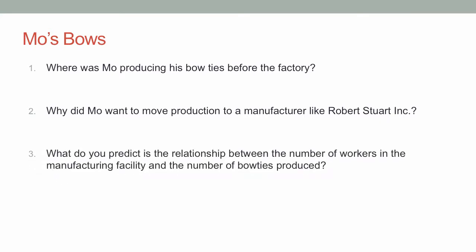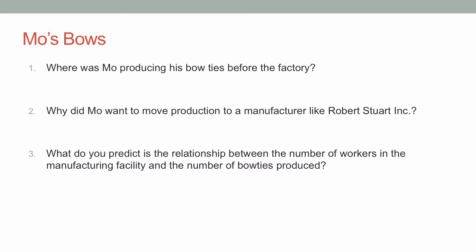So what do you predict is the relationship between the number of workers in the manufacturing facility and the number of bow ties produced? Obviously, more workers means more produced, right? But does it get more specific than that? Are there such things as too little or too many workers?